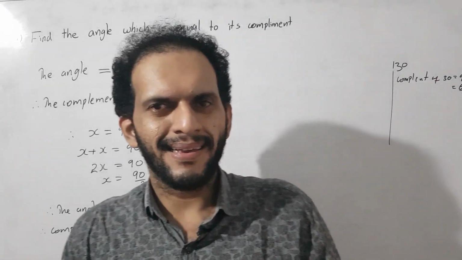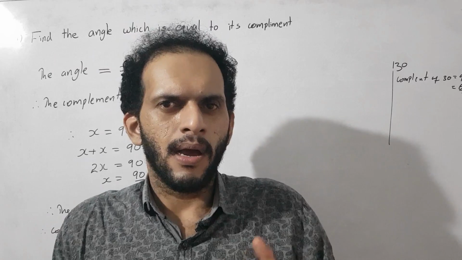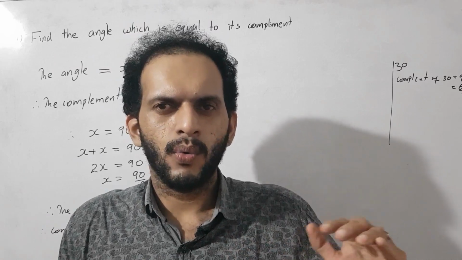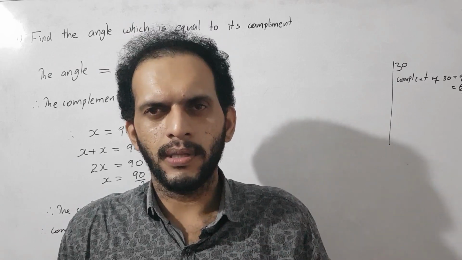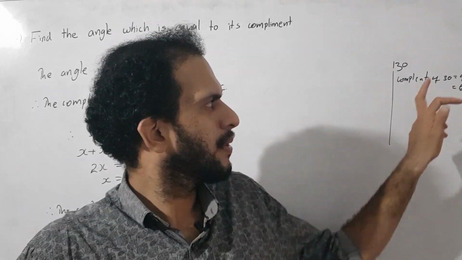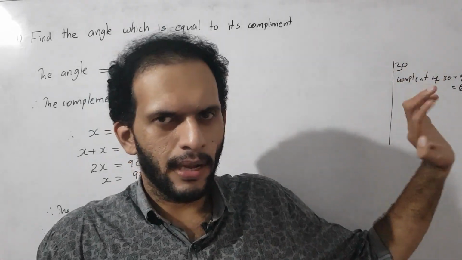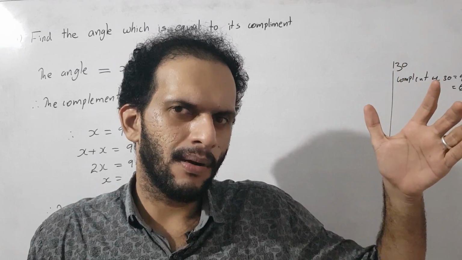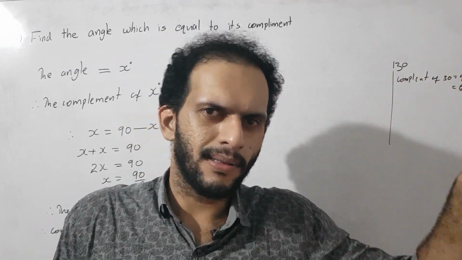Okay, similarly, is it possible to find one angle and whose supplement are equal? Then how to find the supplement? It means the sum is equal to 180. Then how to find the supplement of one angle? Yes, 180 minus that angle, correct?